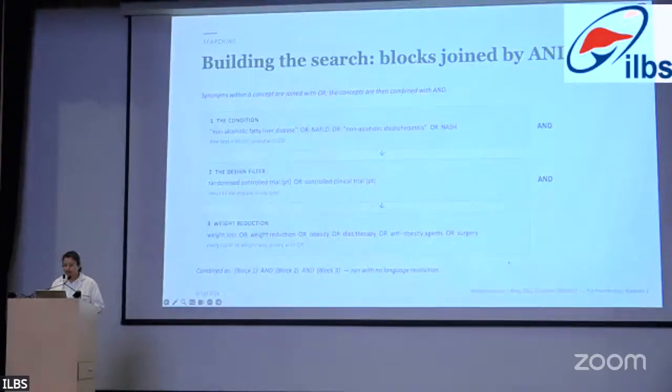So this is the example of the Cochrane review again. For search strategy, we should create blocks. The best strategy is to first identify the keywords you want to search for, then map the MeSH terms to those keywords, and then combine those blocks with the Boolean operators. This is what they had done: one block for the condition, another block for the design, and a third block for the weight reduction, the intervention. And then they joined them with the Boolean operator and. If you open this paper, you will see this block and this.